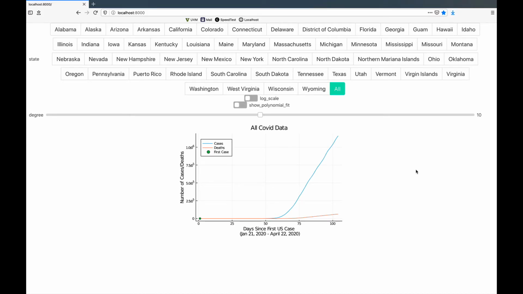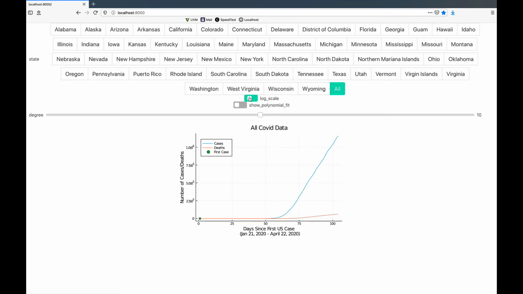Hi, I'm Joshua Powers, and I just wanted to show a little bit of the simple data analysis we can do with an interactive graph that we created. So here we have a graph where we can look at the COVID-19 data for all the different states, or for the US as a whole.